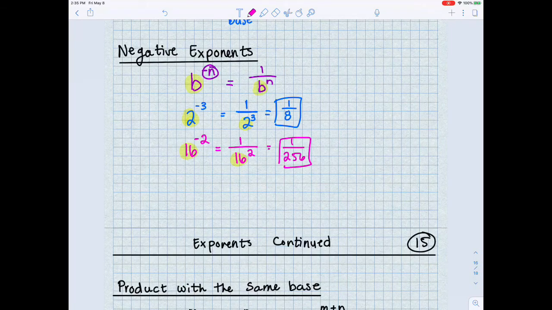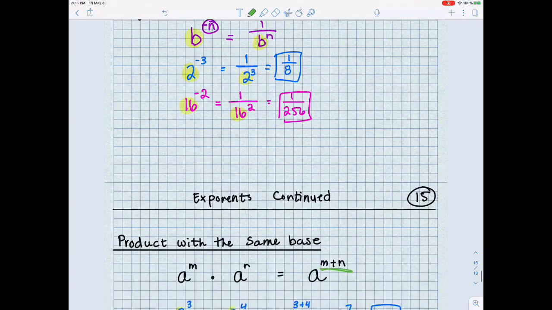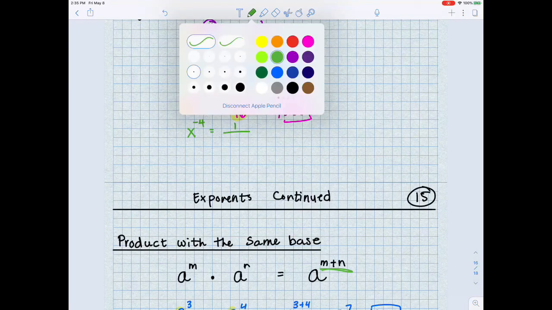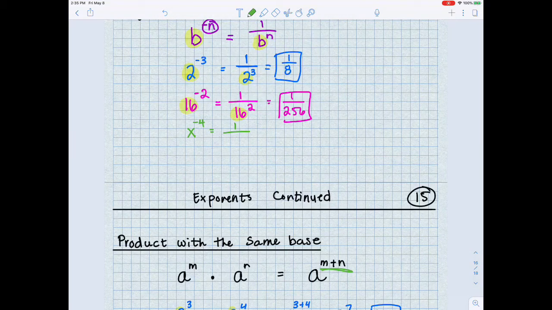There we go. Let's try an example with some variables here. What if I had x raised to the negative fourth power? Well, the process doesn't change. Your numerator is going to be 1, and you're just going to copy your base. So our base is still x, and then our exponent is no longer negative. After we make this change, it's positive. And this is our final answer.